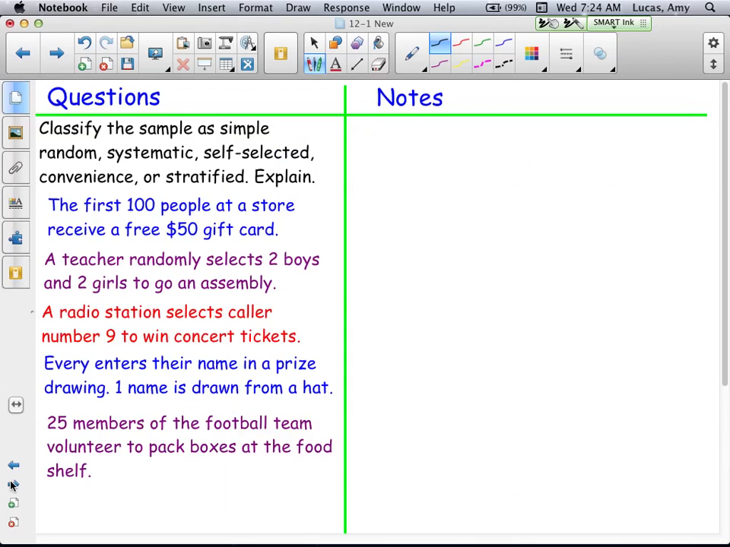Okay, let's try this out. The first 100 people at a store receive a free $50 gift card. So the first 100 people, that is convenient. It's the first 100 people and then you're done. The next one, a teacher randomly selects 2 boys and 2 girls to go to an assembly. So that's going to be stratified because they're split into groups first. You see the word random, but it's not simple random because it says 2 boys and 2 girls.